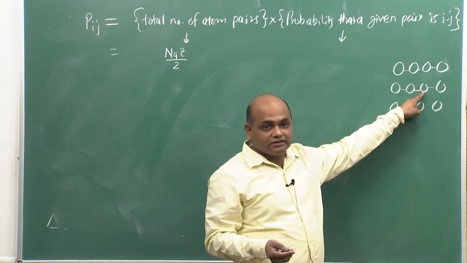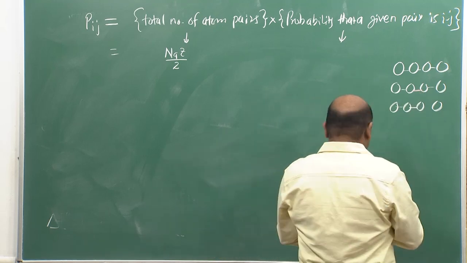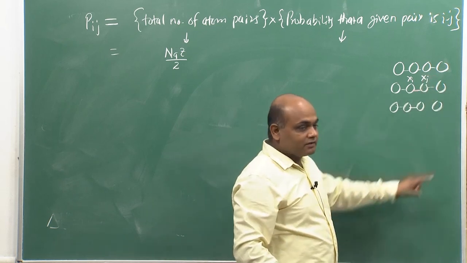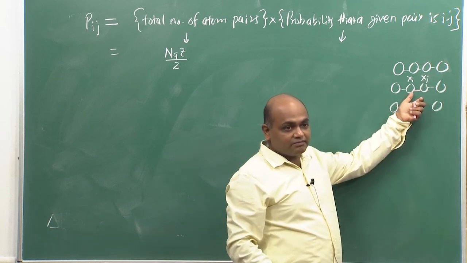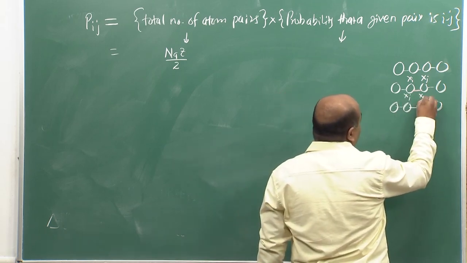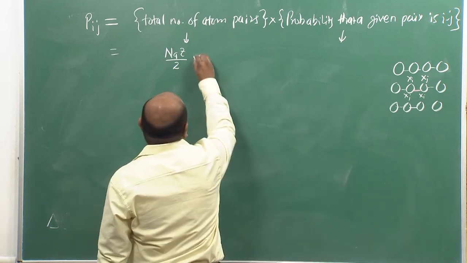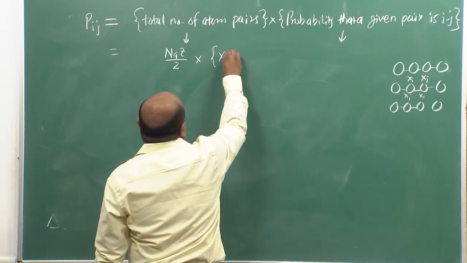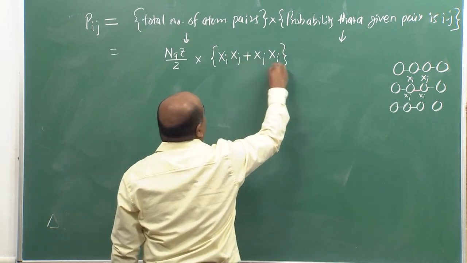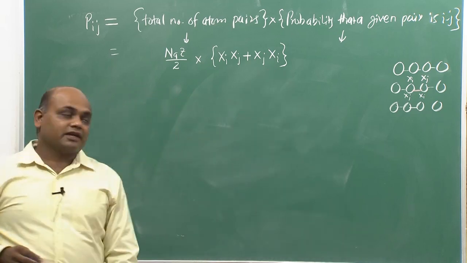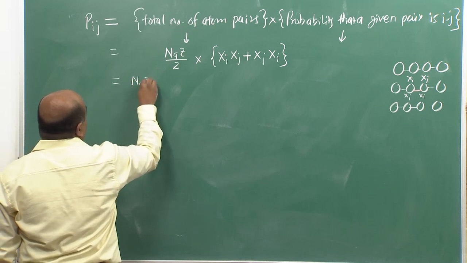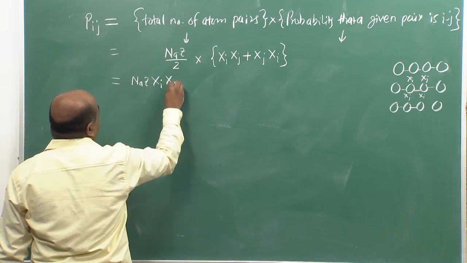but the mole fraction of that atom, right, multiplied by the probability that the next atom is a J atom, which is Xj. This will be Xi times Xj, or we can select first atom to be a J atom and the next one to be an I atom. In that case, it will be Xj Xi, right. So, this will be Xi Xj plus Xj Xi. So, this will be basically 2 Xi Xj, and so Pij becomes NAZ Xi Xj.